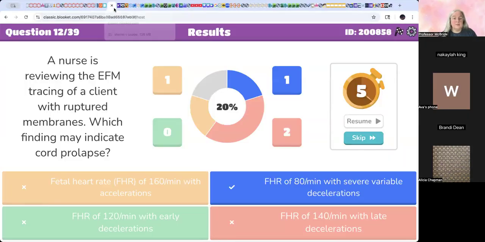All right, let's go back to this. For this one, the water broke, and then we suddenly had a fetal heart rate that dropped to 80 with severe variable decelerations. That's a huge red flag, so much pressure on the cord. That's a cord prolapse.